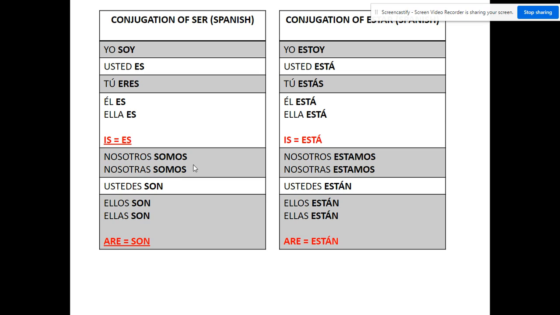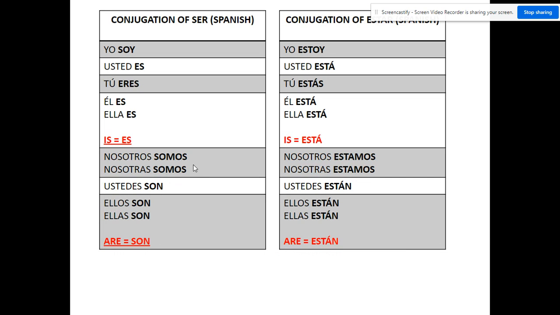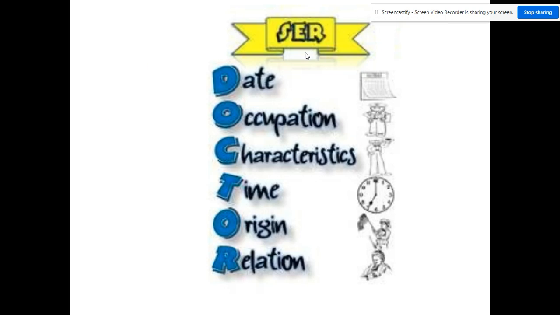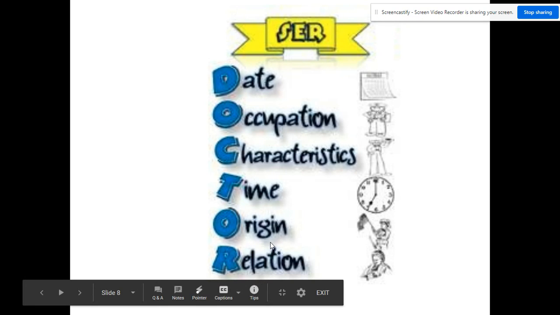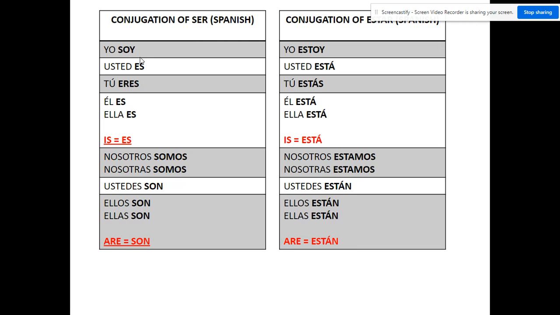Another, if we say, I am from Colombia. I am could be yo soy or yo estoy. But as origin is the reason for my sentence, then I'm going to use ser. That is yo soy de Colombia. We don't say yo estoy de Colombia.